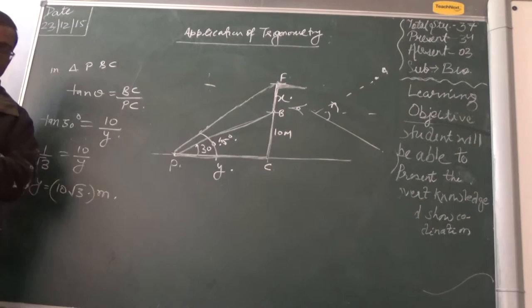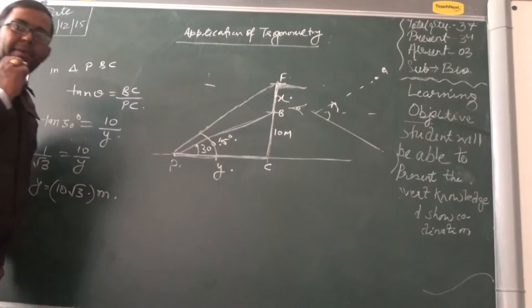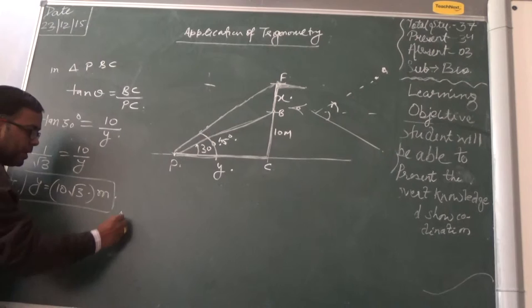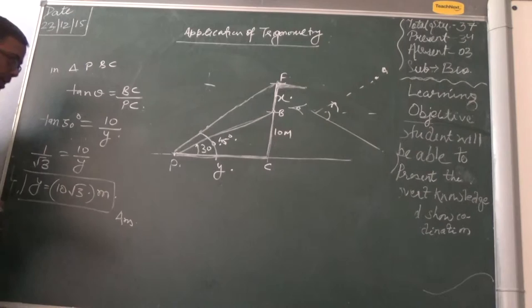Okay, very good. So we have calculated the base, or you can say the distance from the point P to the foot of the building. One answer has come. You can box it here, and you will be very safe. This will be accepted as your answer. The teacher will tick it. It is a 4 mark question, and you will get 2 marks here itself.